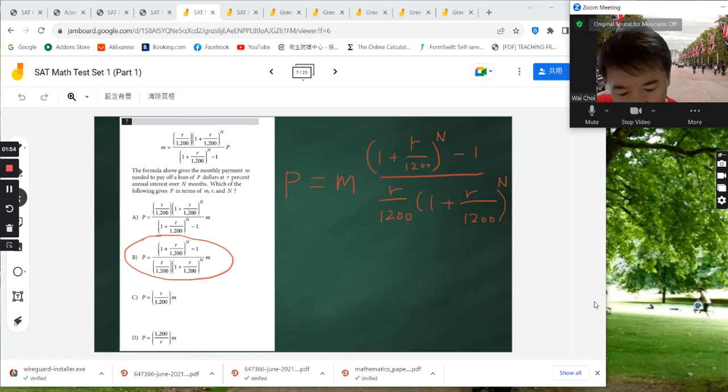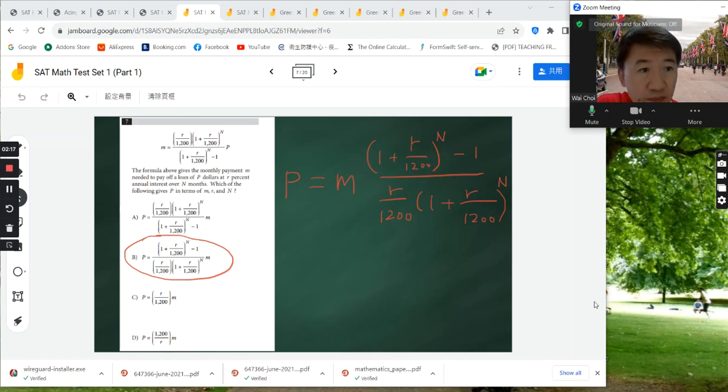Right? Now the question is asking us which of the following gives P in terms of M, r, and n. So they want you to isolate P and move the P to the left hand side, and everything else to the right. So how do we do this?